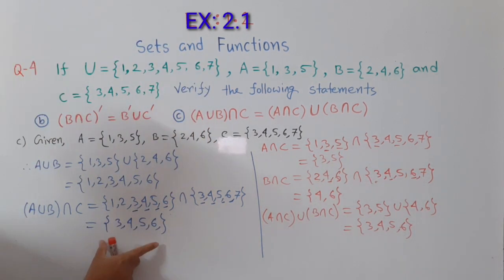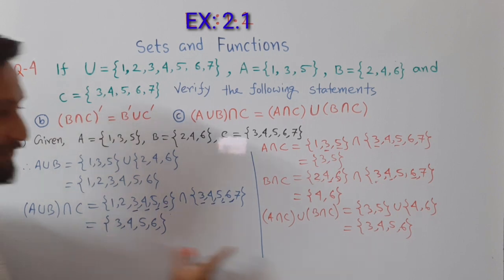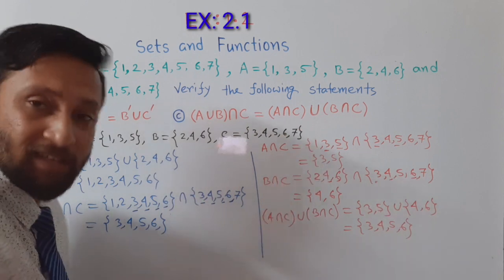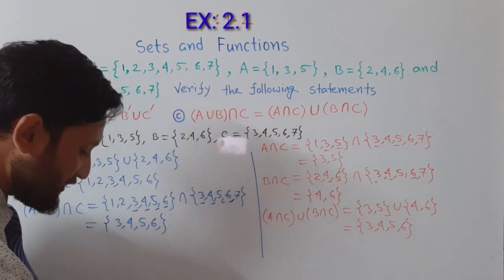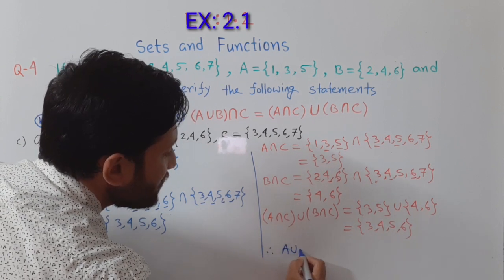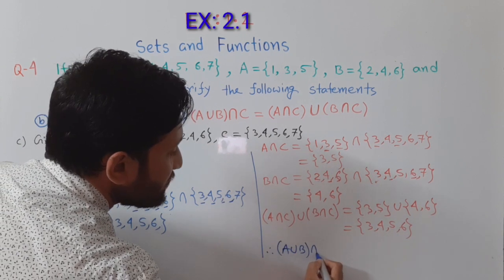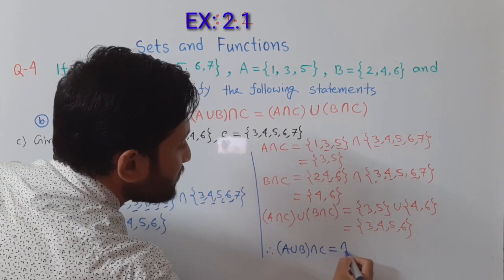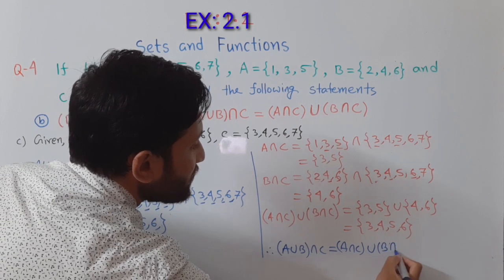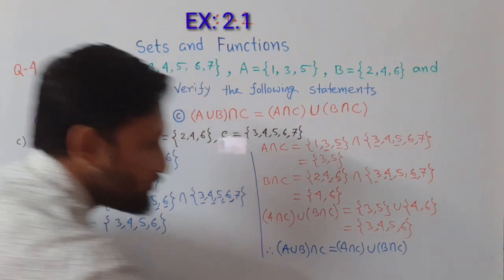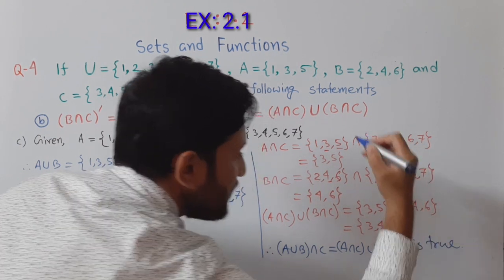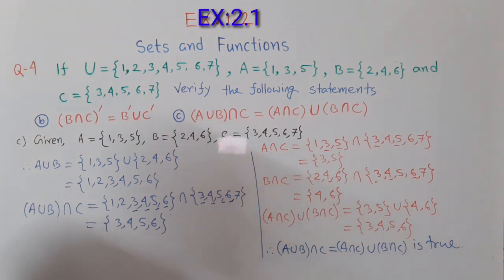Here it is clearly seen that the left hand side set elements and right hand side set elements are equal. So we can say that left hand side and right hand side are verified. That means A union of B and then intersection of C equals right hand side A intersection of C union of B intersection of C is true. This is verified. I hope everybody is clear.